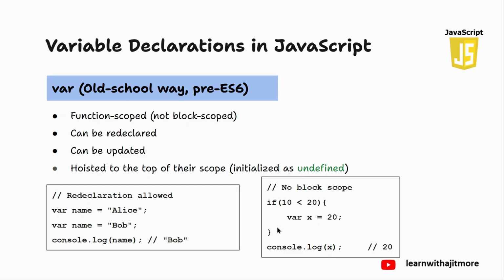So like in this case, I'm creating a block. This is an if block, if 10 less than 20. This is a block, and inside that block I'm declaring one variable using the var keyword, var x equal to 20. So by seeing this, generally we feel as if that x will have a scope only restricted to this block. Means when the block is over, that x will get destroyed.